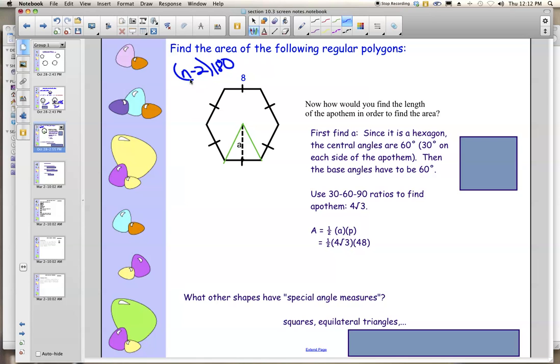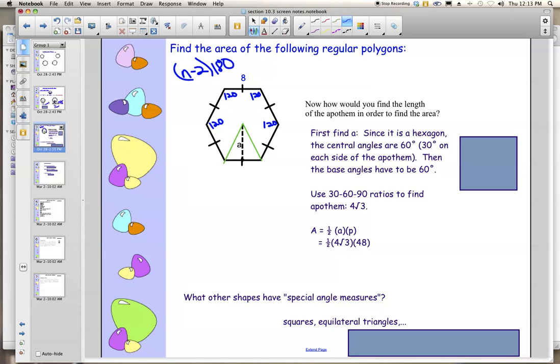So we would do 6 minus 2 is 4, 4 times 180 is 720, and when we divide that by 6, each one of these angles is 120 degrees. We learned that way back in chapter 3. Which means these angles are 120, and when you draw in the radius, it bisects those. Okay? Not only does the apothem bisect the sides, but the radius bisects the angles.